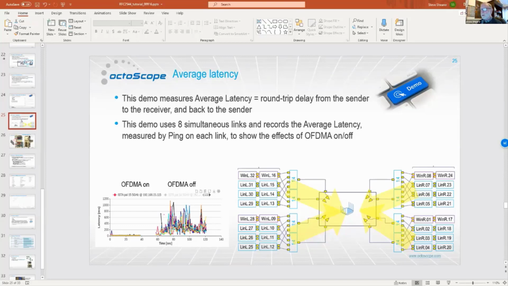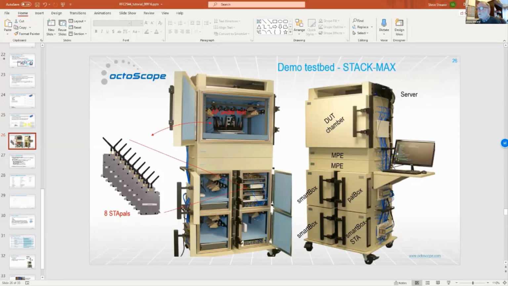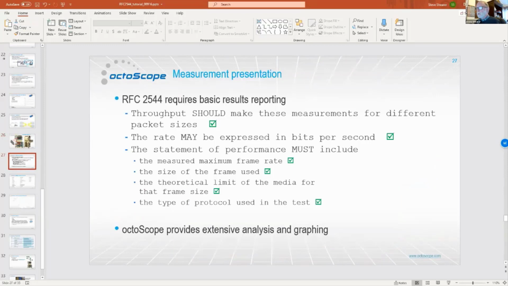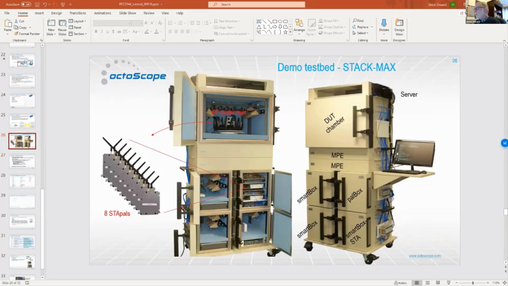In this demo, I'm going to be using 8 simultaneous links. So I have 8 stay pals in that pal box that I showed you earlier. Here's a look at the practical system. We have the AP in the upper box, connecting to 8 of these stay pals down here in the PAL box. These stay pals are all going to be pinging, so they'll be sending probes up to the AP. The AP is going to be relaying those back to the stay pals, and each stay pal will record its own round trip delay.